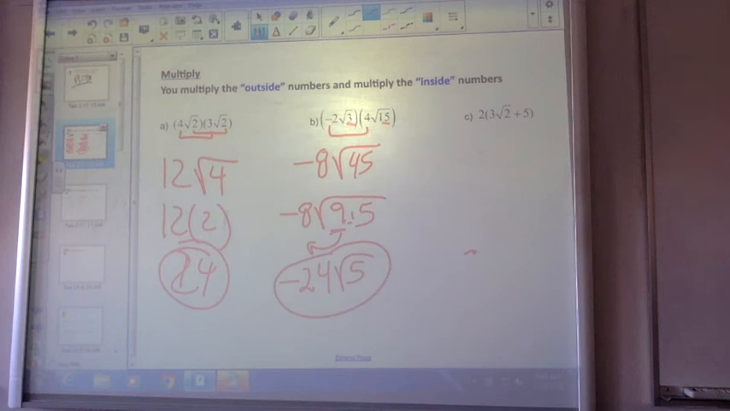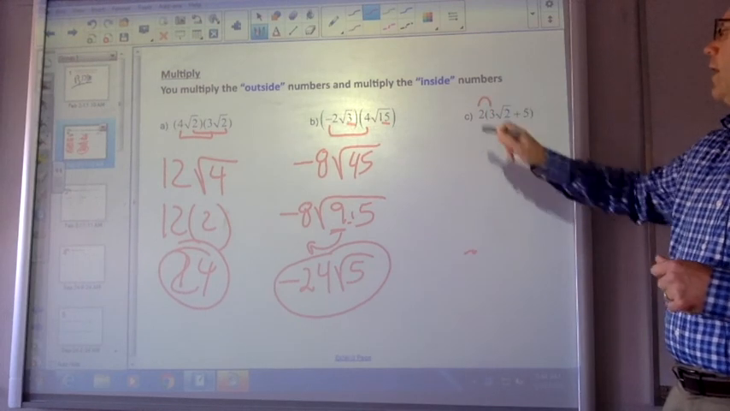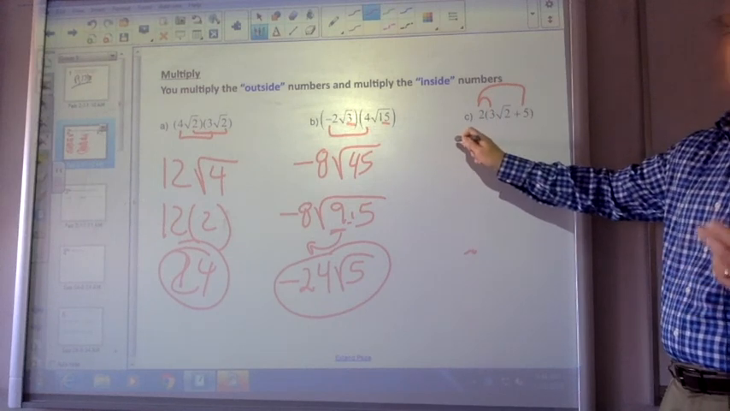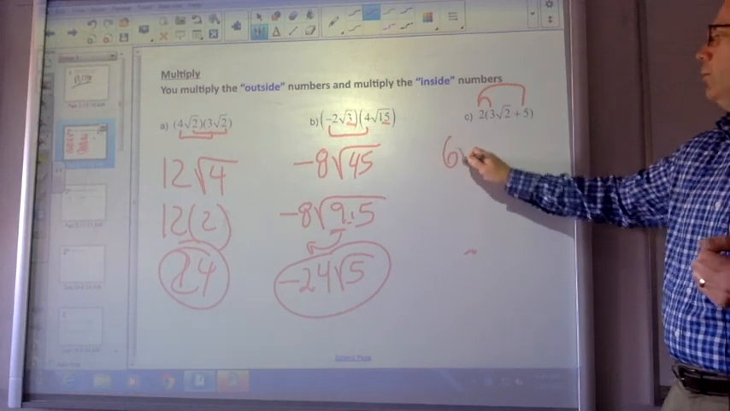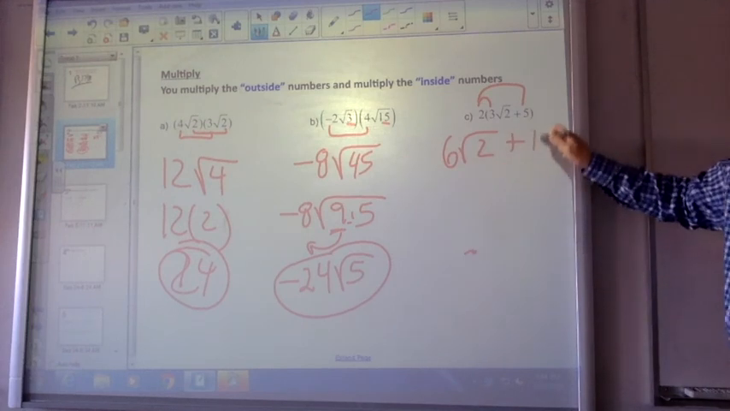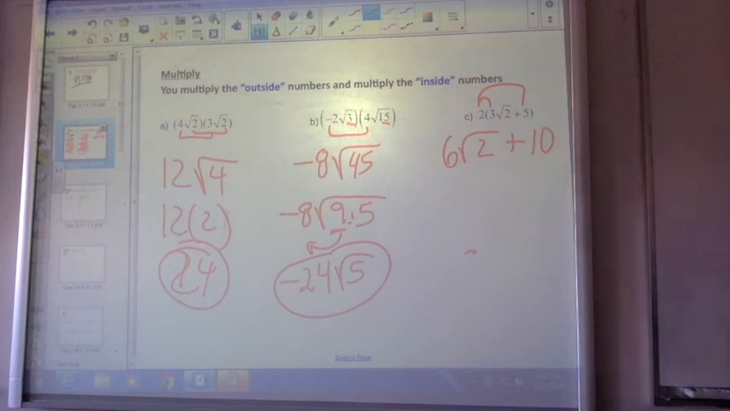All right. For letter C, I'm going to distribute. So I'm going to multiply here and here, and then here and here. So 2 times 3 root 2 is 6 root 2, because the outside gets multiplied, plus 10. Can I break square root 2 down any further? No. So this is my answer.